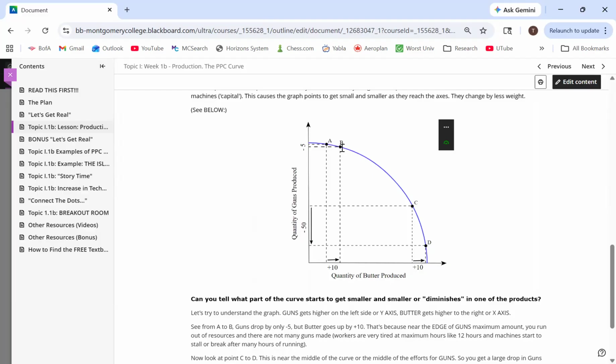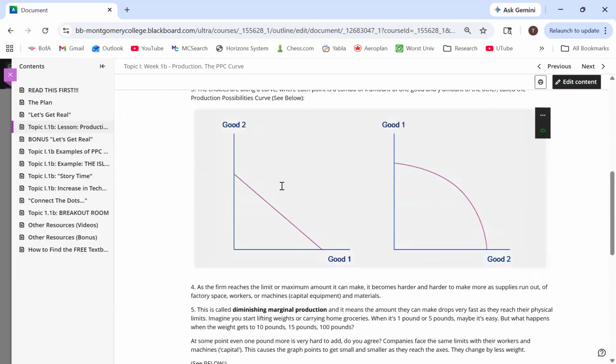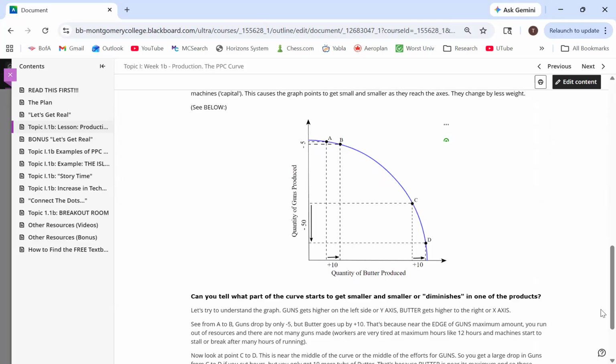Just the gun people working lots and lots and lots of hours. So they're going to become unproductive here. So the line is going to slope down. It's not going to be straight up and down as we saw over here. Okay, so that's a basic principle you need to know.